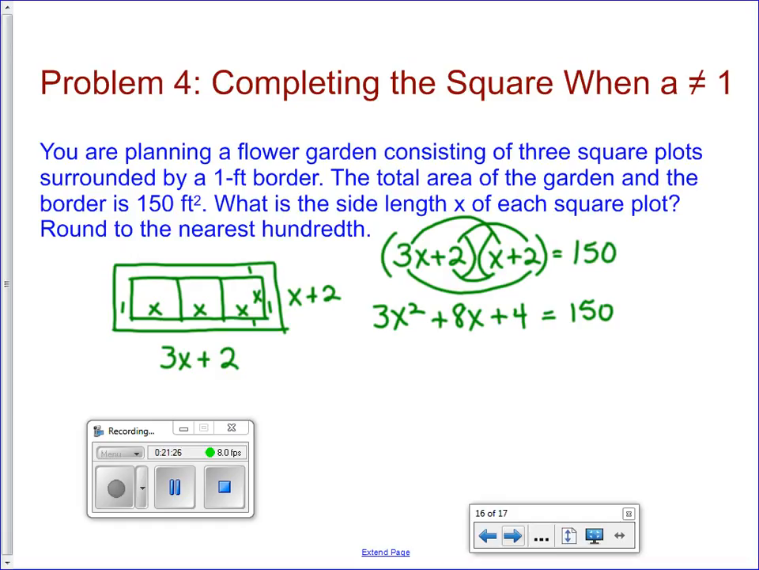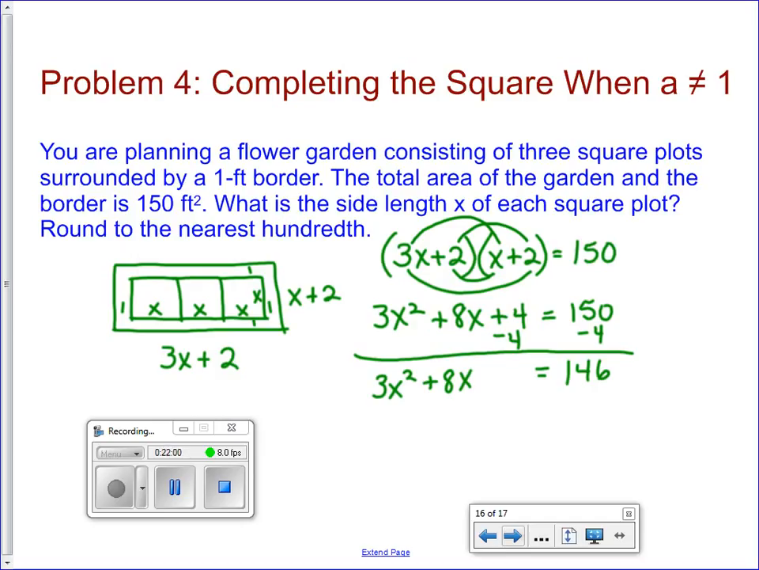All right, now this is a rather complicated one to complete the square on, but that's what we're going to do. First thing that we're going to do is subtract the 4 from 150. That gives us 3x squared plus 8x on the left, and on the right hand side we have 146.